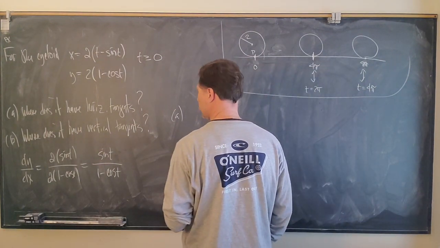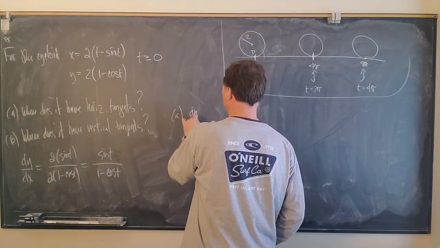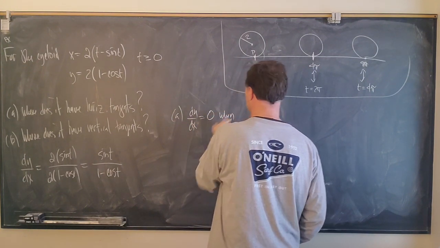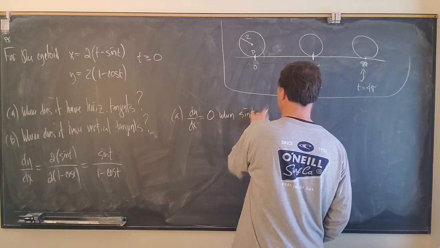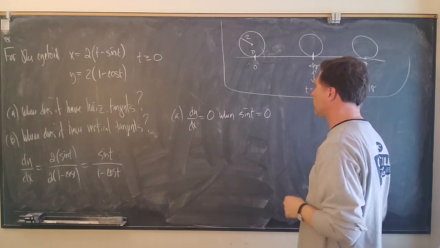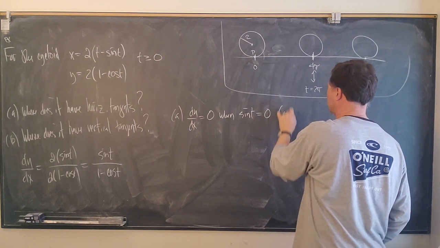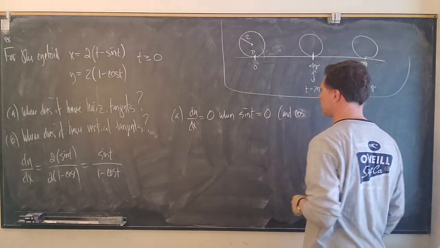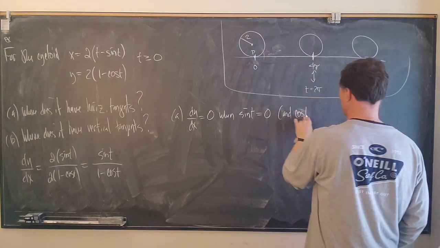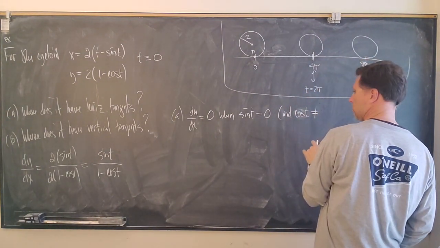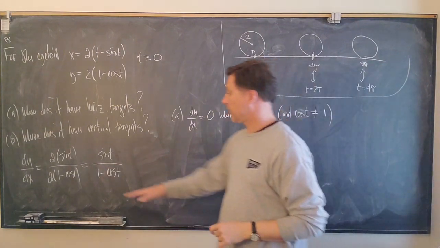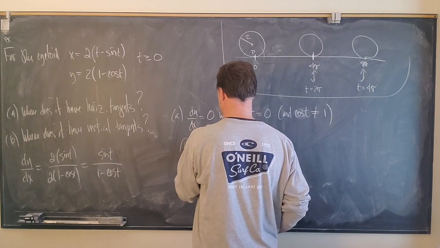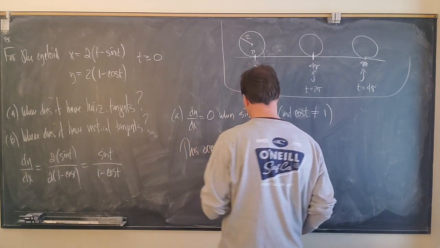So dy/dx equals 0 when sine of t is equal to 0, and cosine of t not equal to 1. I don't want to make the denominator 0. So this occurs. Well, let me think here.